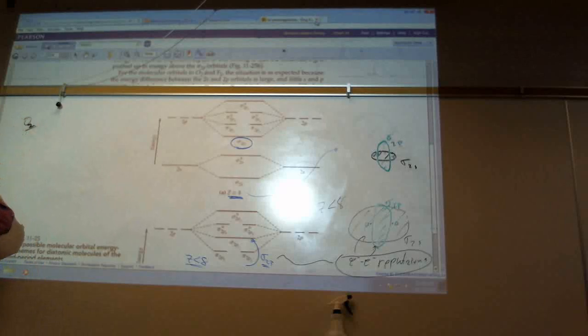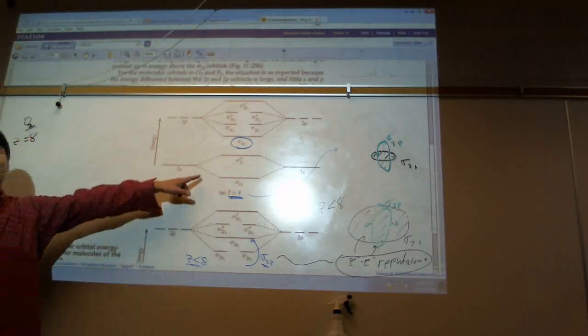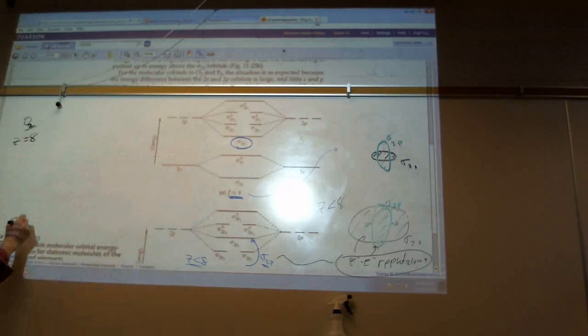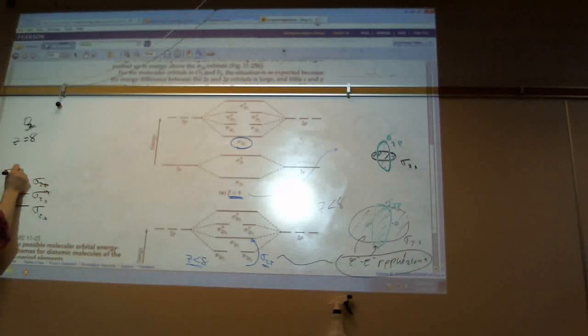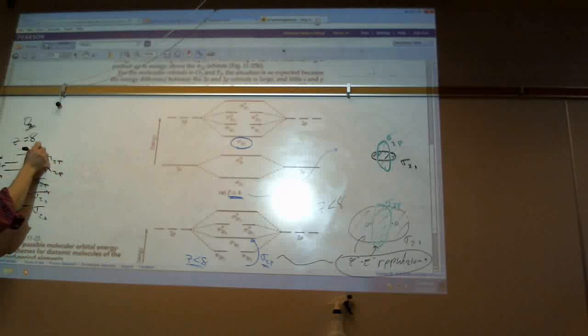And so let's go back to O2. What is Z for O2? Less than 8? Equal to 8. Z equals 8? Yes. And so which diagram do we use? We use this diagram here. And so the diagram, you have to memorize the order. Sigma 2s, sigma star 2s, sigma 2p, and then the two pi 2p's, and then the pi star 2p's, and then the sigma star 2p.